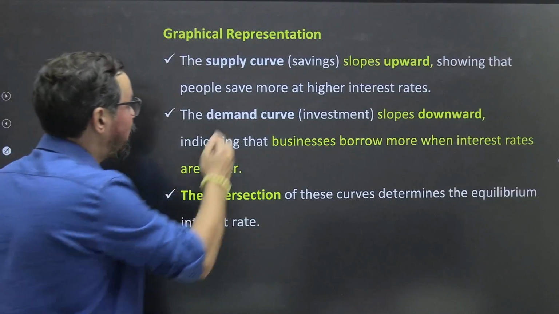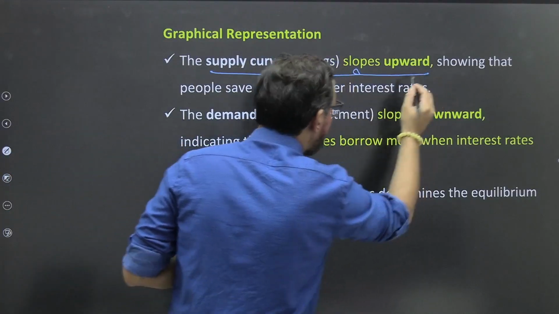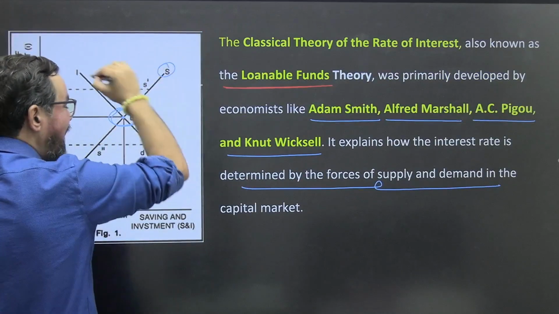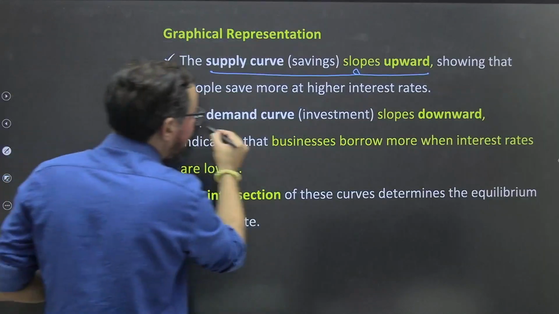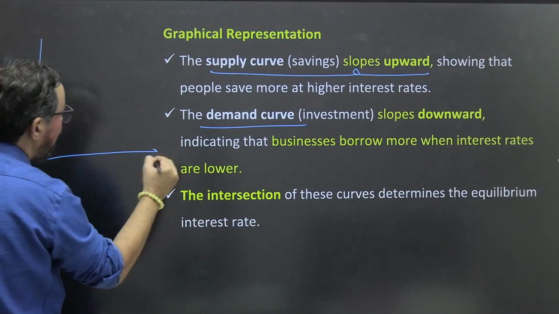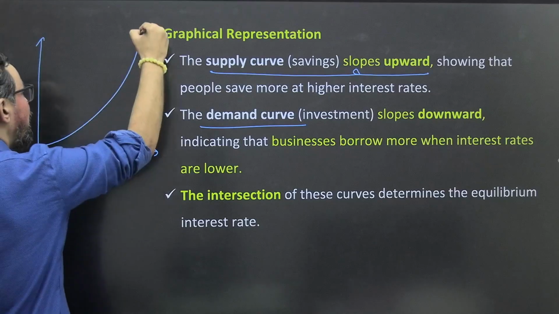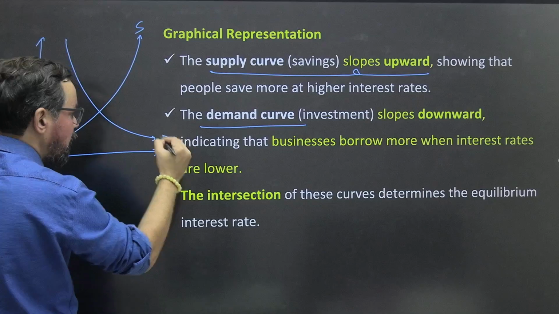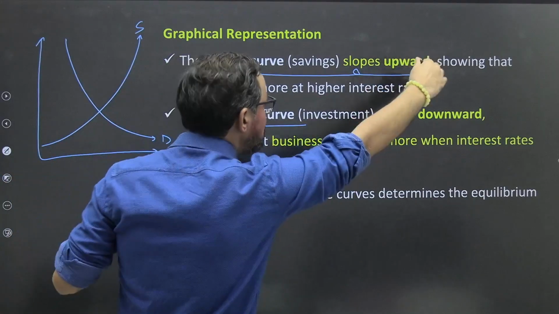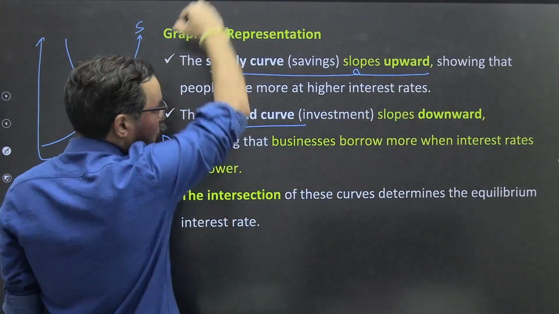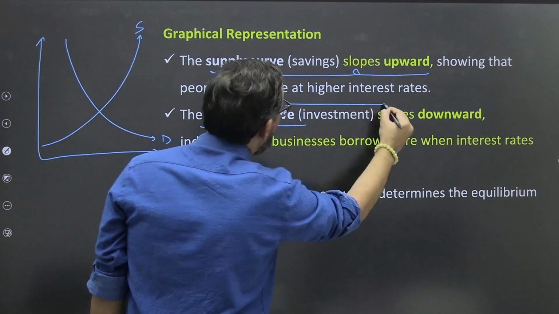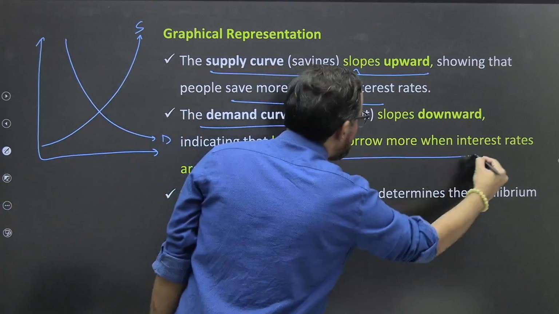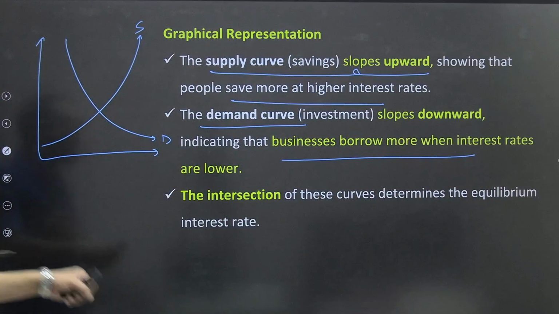Okay? So the supply curve, meaning saving, slopes upwards. This is the supply curve, and it slopes upwards, and your investment curve is the demand curve. So the basic draft is something like this. This is your supply curve, and this is your demand curve. The supply curve slopes upwards, showing that people save more at higher interest rates, and the demand curve slopes downwards, indicating businesses borrow more when interest rates are lower.